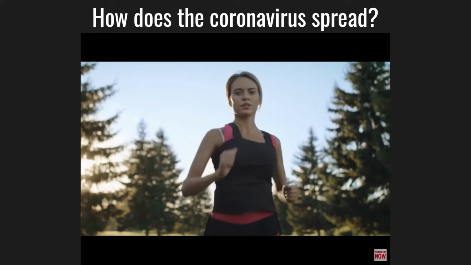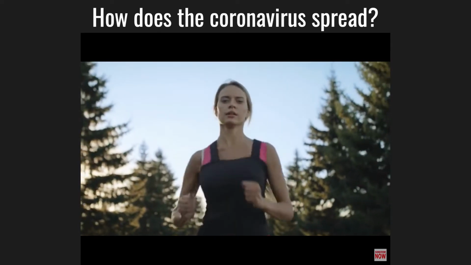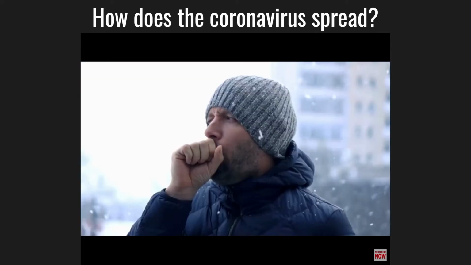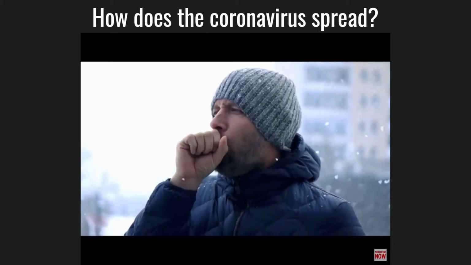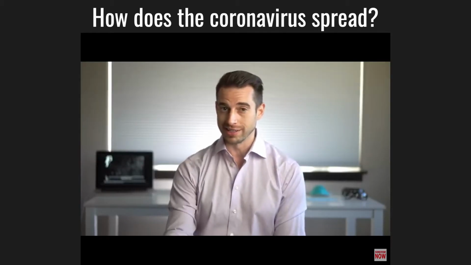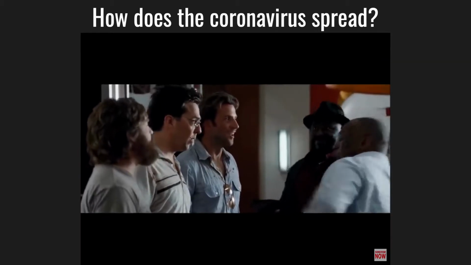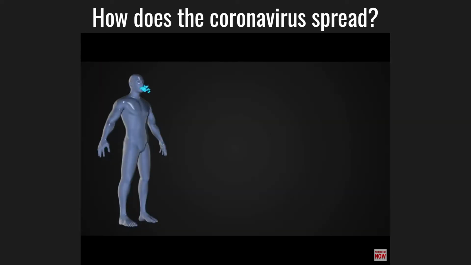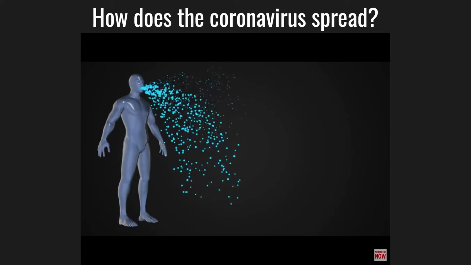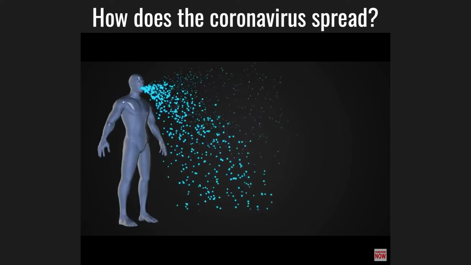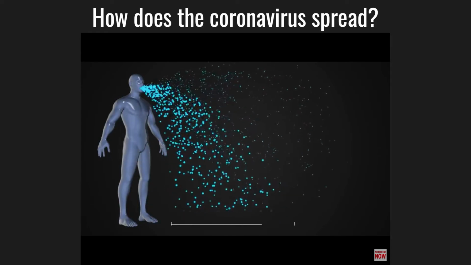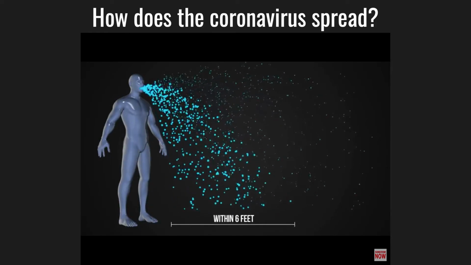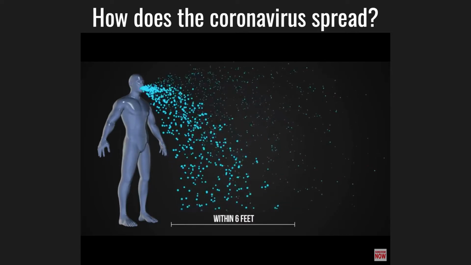And more particles are emitted when someone is breathing heavier, such as with exercise, or if someone is coughing or sneezing, or if someone is shouting or singing. Due to gravitational forces, particles that are bigger than 5 microns tend to settle, meaning fall down on surfaces such as the floor, and they fall fairly close to the source, typically within 6 feet. This is why the CDC recommends 6 feet for social distancing.